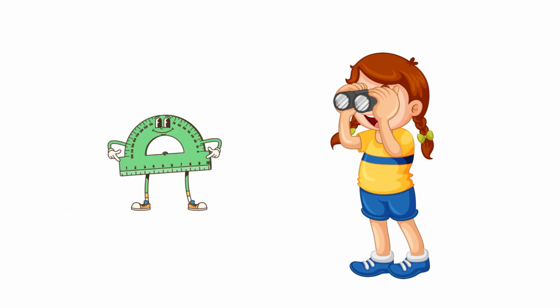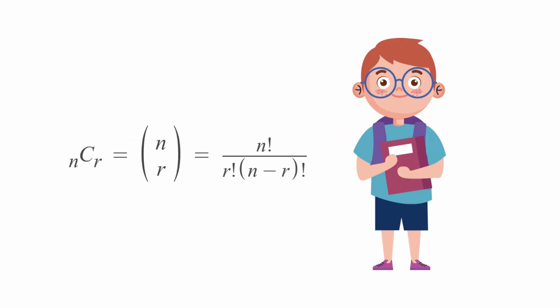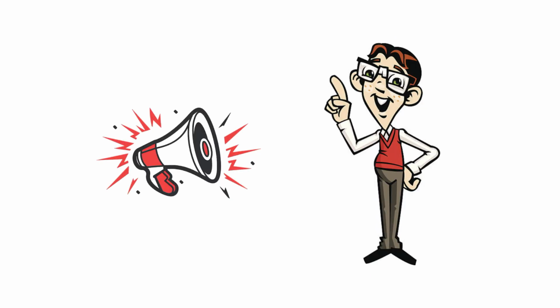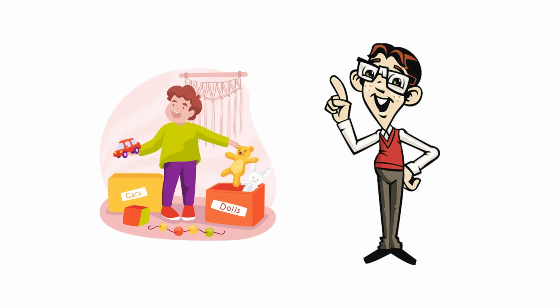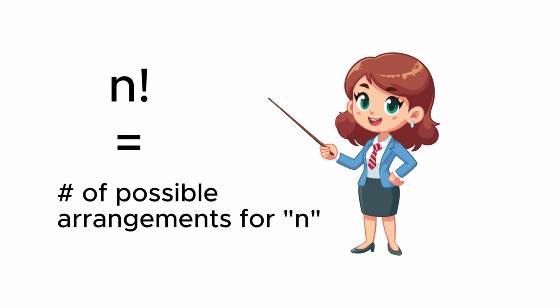Now let's look at this from a different angle. Factorials don't just appear in equations, they represent something. They tell you how many different ways there are to arrange a set of things. So n factorial is just the number of possible arrangements of n different things.